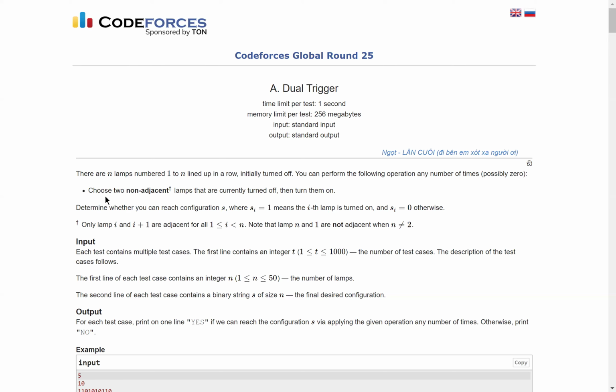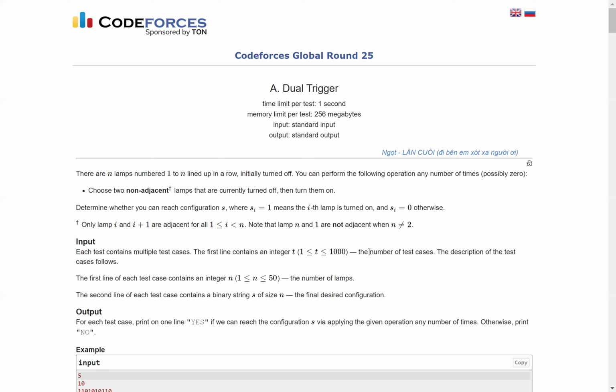And they have mentioned here that by non-adjacent lamps, they mean that all the lamps such as i and i plus 1, for all i from 1 to n minus 1, are considered to be adjacent. And the lamps n and 1 are not considered to be adjacent for n greater than 2.